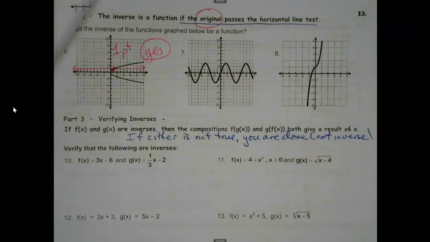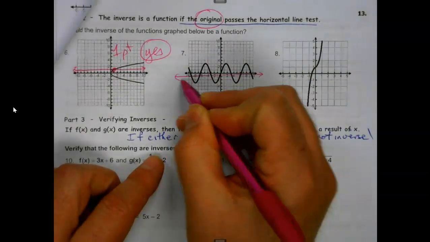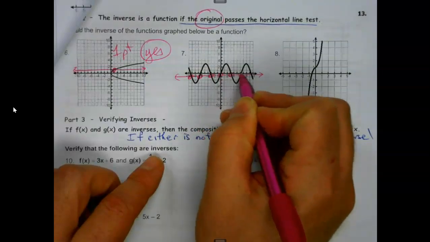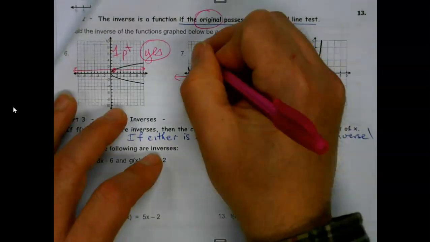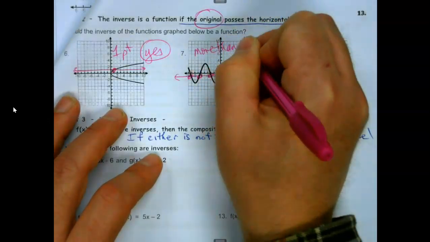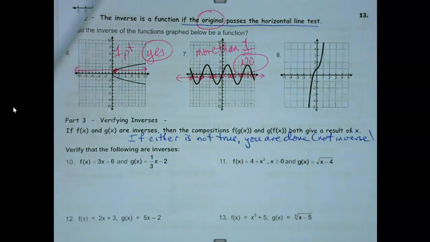But if you draw your line somewhere through the middle of your graph, and there's lots of places that that horizontal line goes through, so more than one, it's no. That's it.